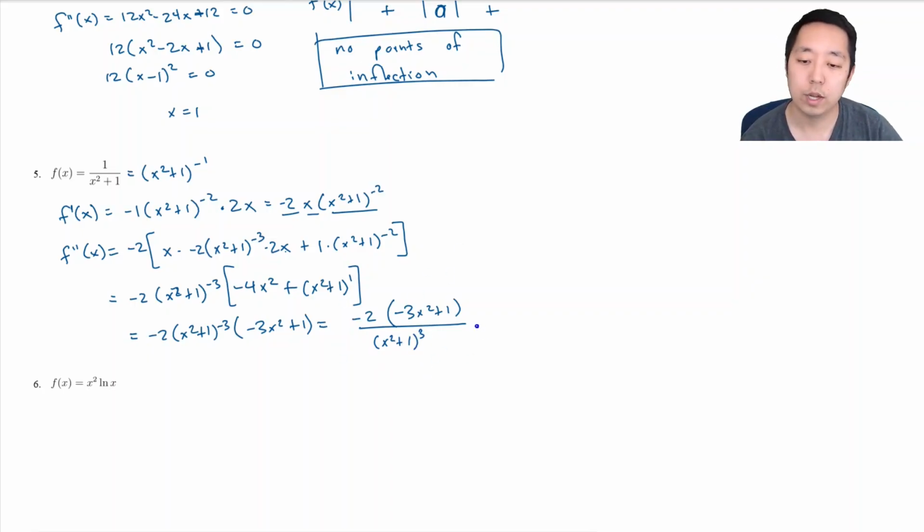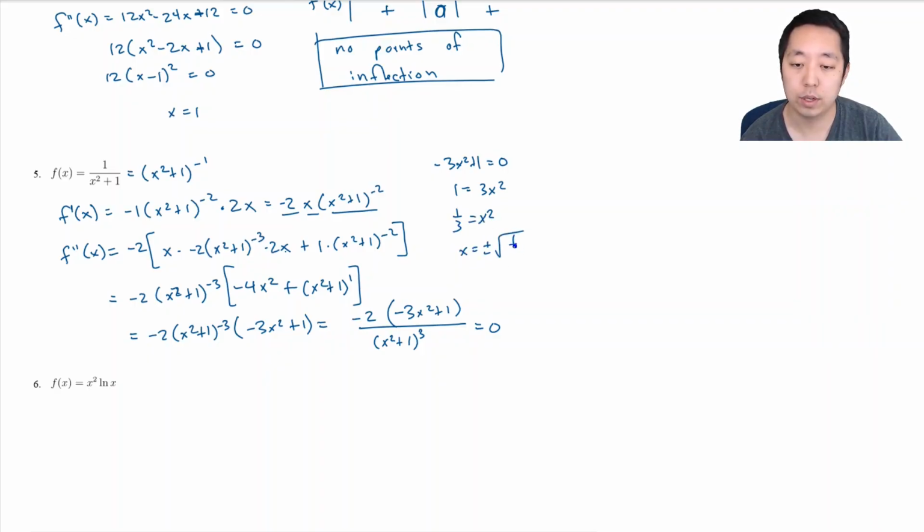Okay? And so I want to know when this is equal to 0 for my possible points of inflection. When I write it like this, only the numerator can be 0 for this to equal 0. So negative 3x squared plus 1 is equal to 0. That means 1 is equal to 3x squared, so 1/3 is equal to x squared. And so x can be plus or minus the square root of 1/3. That's really plus or minus 1 over root 3. And if you like rationalizing the denominator, it's root 3 over 3, because I multiply by root 3 over 3 to get to that.